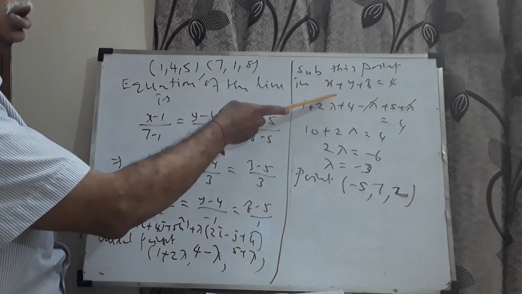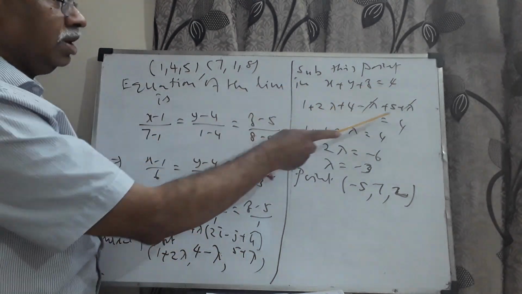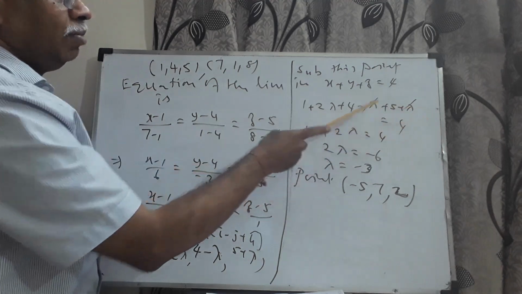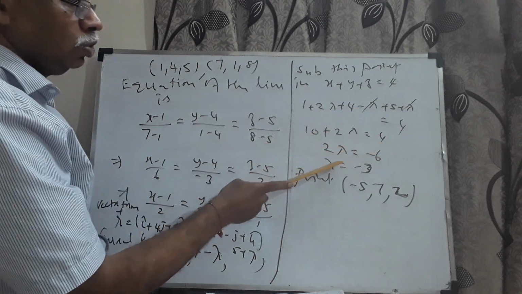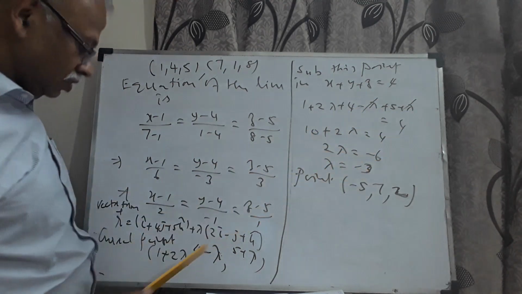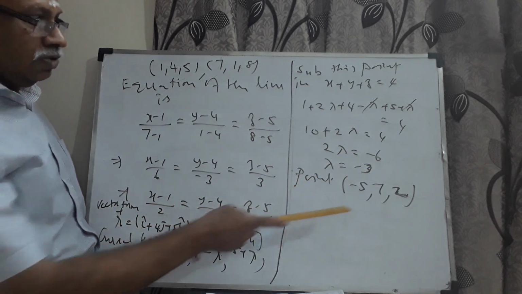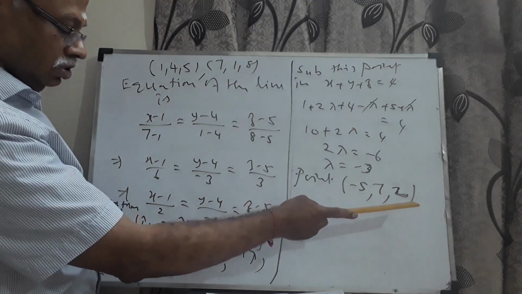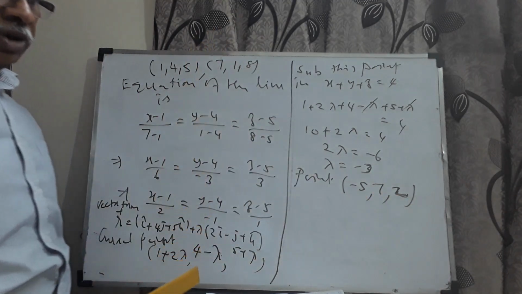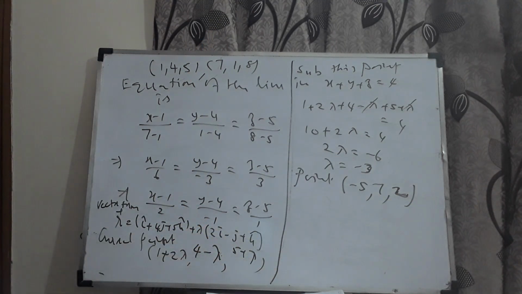Substitute this point in the equation x plus y plus z equal to 4. I'll get 1 plus 2 lambda plus 4 minus lambda plus 5 plus lambda is 4. Lambda gets cancelled. 5 plus 4 is 9, 9 plus 1 is 10. 10 plus 2 lambda is 4. 2 lambda is minus 6. Lambda is minus 3. Therefore the required point is 1 minus 6 is minus 5, 4 plus 3 is 7, 5 minus 3 is 2. Minus 5, 7, 2 is the point where the given line intersects the given plane.